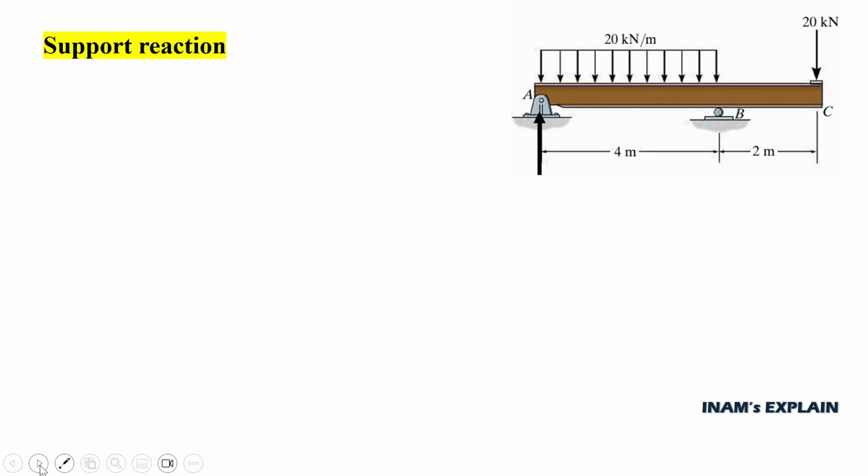We have a pin support, which has two support reactions, and a roller, which has only one reaction. We will name them Rx and Ray for the pin support, and Rby for the roller at point B. The first step is to determine the support reactions, and this is a determinate structure because we have three unknowns and three equilibrium equations. So the number of unknowns is equal to the number of equilibrium equations, so we can easily find them by using the equilibrium equations.